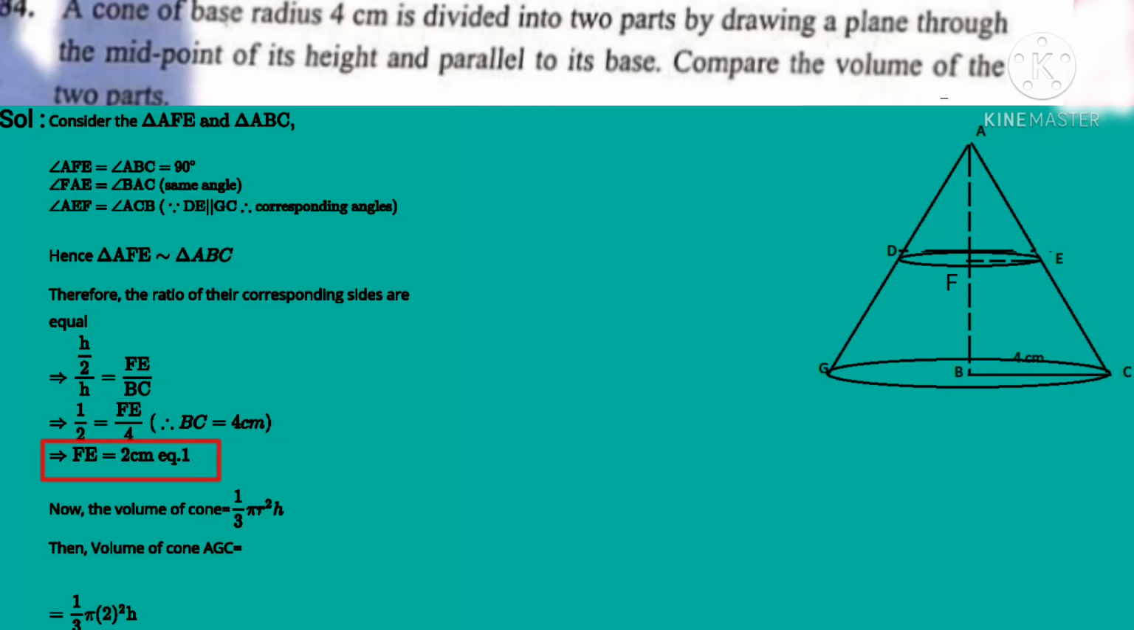Now the volume of the cone, we know, is 1 by 3 pi r square h. So volume of cone ADE is equal to 1 by 3 pi 2 square into h. So we will get 4 by 3 pi h. So this is equation number 2.